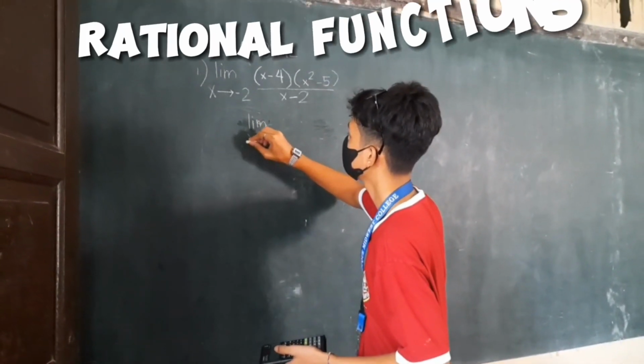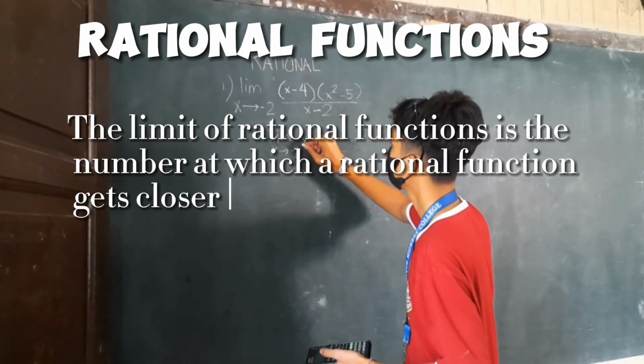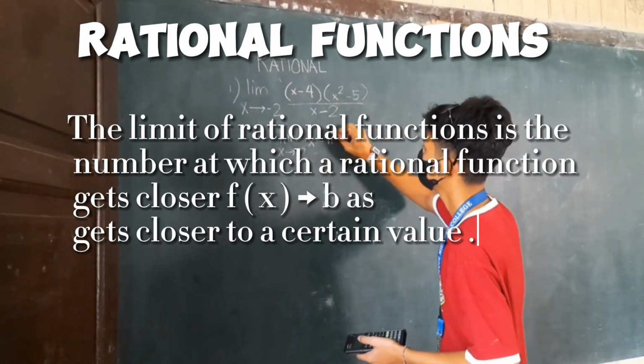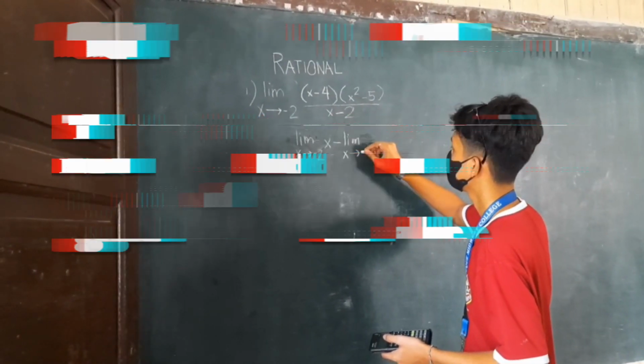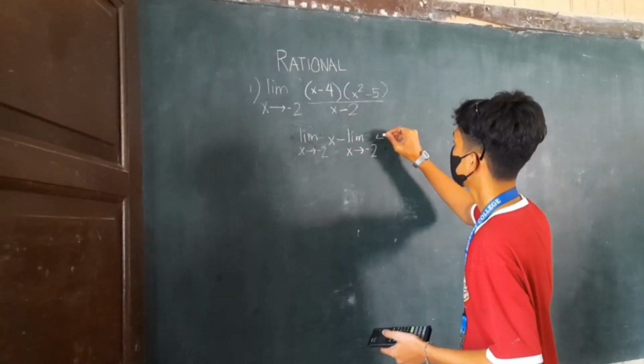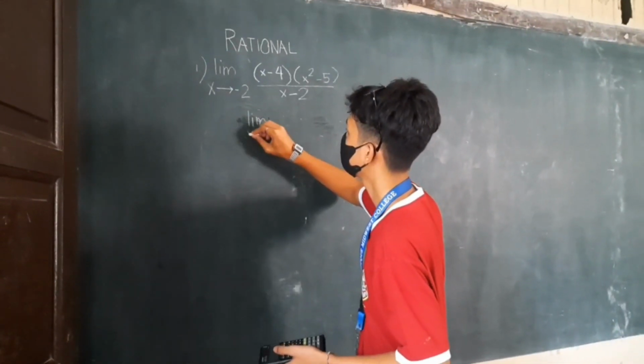Our next topic will be the limits of rational functions. The limit of a rational function is the number that f(x) approaches as x gets closer to a certain value. Here is the first example: the limit as x approaches negative 2 of (x minus 4) times (x squared minus 5) divided by (x minus 2). Next, we are going to solve it.